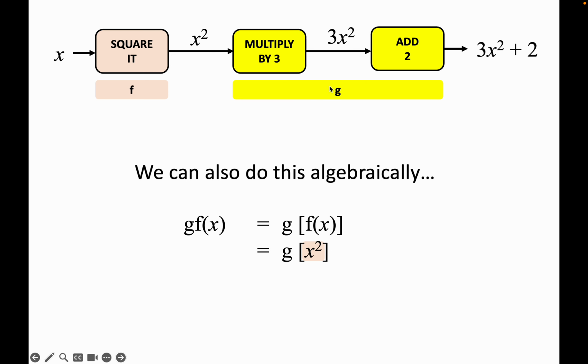So remembering that function g says to multiply something by 3 and add 2, we're going to take the x squared, multiply it by 3 and add 2. So we're sticking x squared into the function g rather than sticking x into it. And that leaves us with 3x squared plus 2. So gf of x is 3x squared plus 2, as we saw from the flowchart.